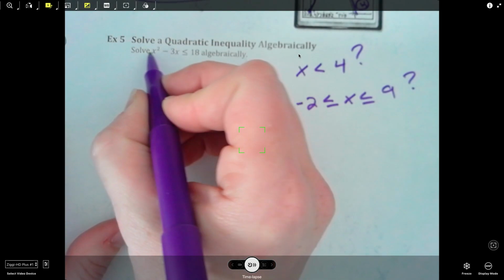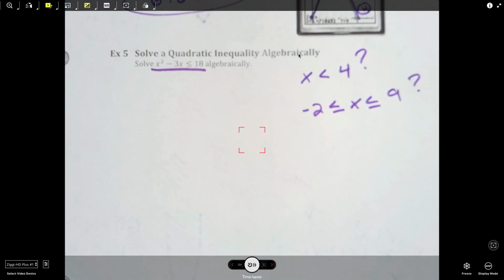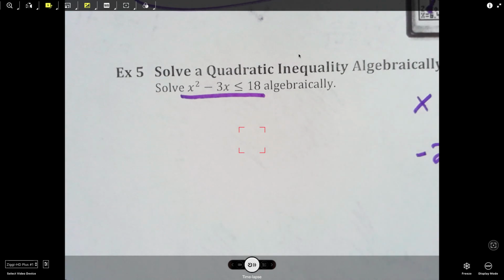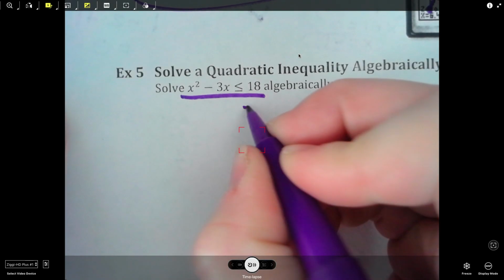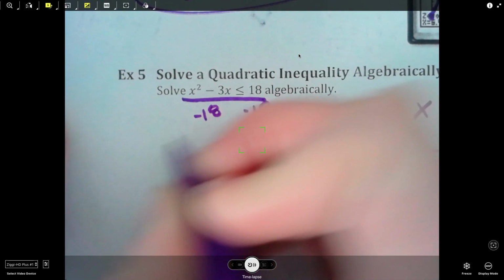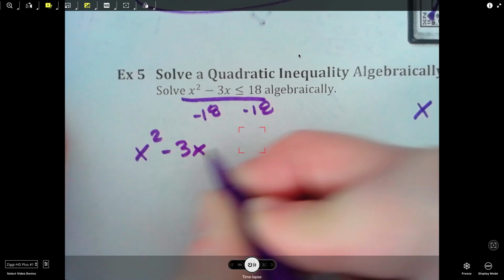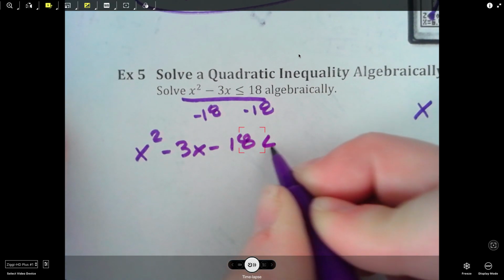That represents a shaded area, right? X less than 4 is a shaded area. X between -2 and 9 is a shaded area. So what we're going to do is solve this algebraically, but there's a problem with the way it is situated right now. You need to move the 18. McLean, shush. You need to move the 18 to the other side. -18. So x squared minus 3x minus 18 is less than or equal to 0.